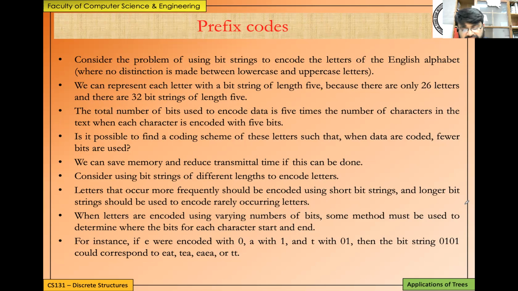For instance, if C were encoded with 0, A with 1, and T with 01, then of course we cannot differentiate whether the bit string 0101 is an EA or a T. So it can correspond to multiple things, and hence we will not be able to differentiate. So it is necessary that the method for encoding and decoding is very clearly specified.